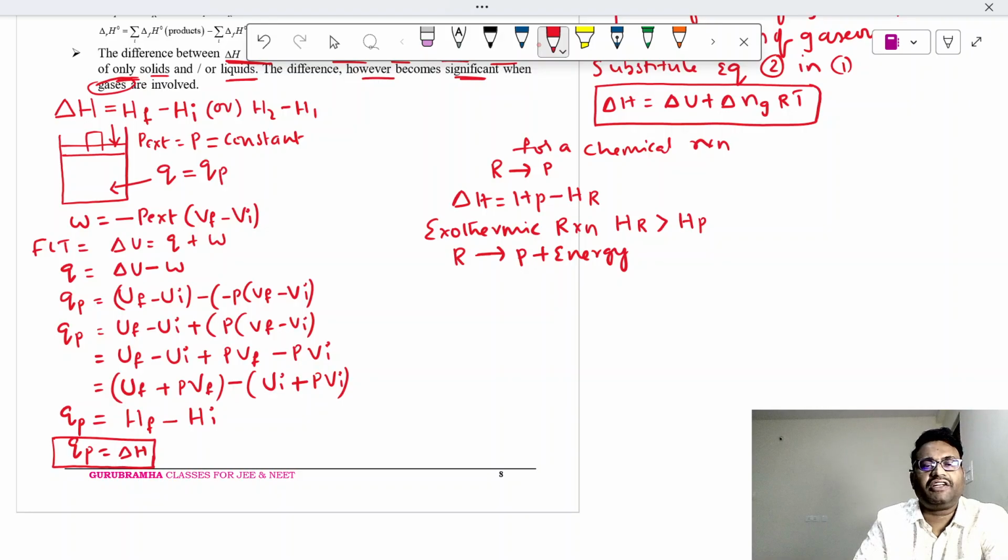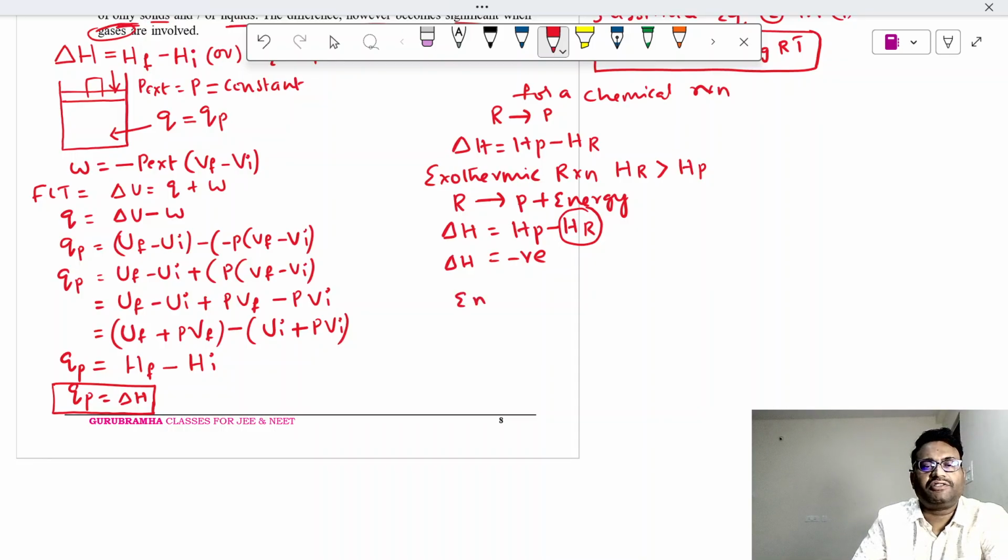So reactant energy is greater than product energy. So then delta H is equal to HP minus HR. So reactant energy is greater, product energy is less. So we get it as a negative value because reactant energy is greater than product energy. So delta H.